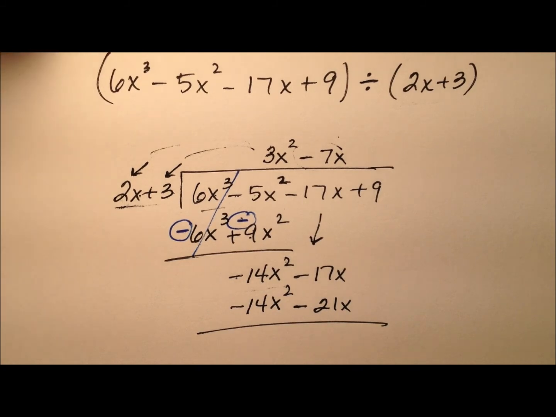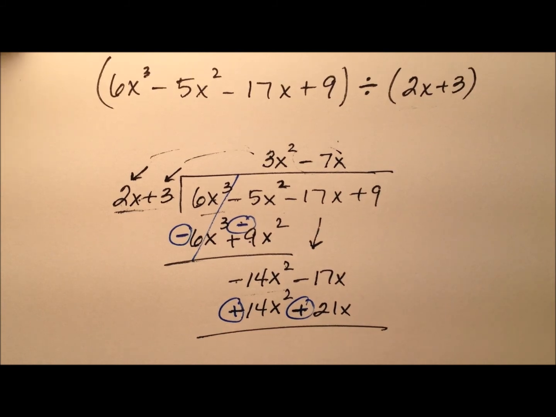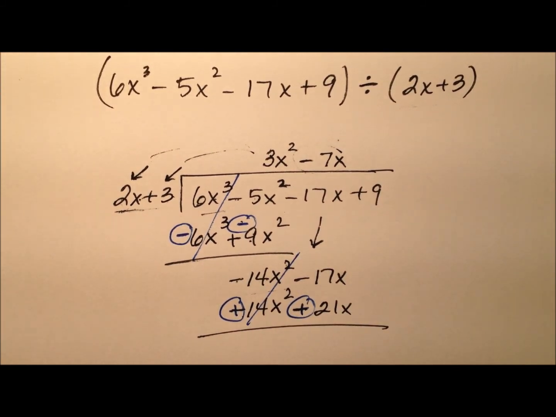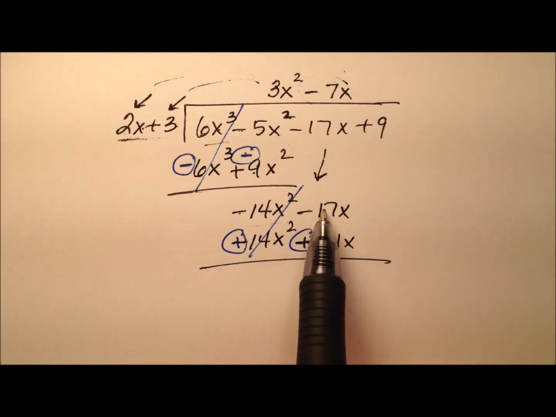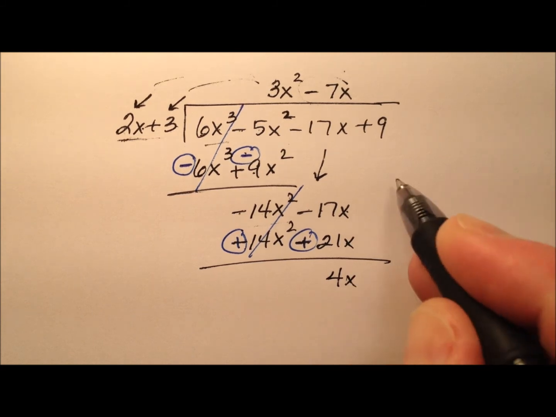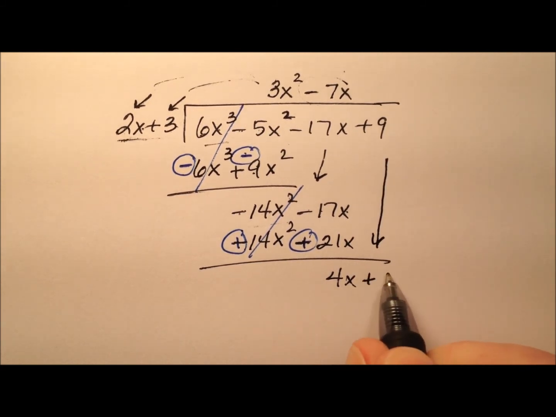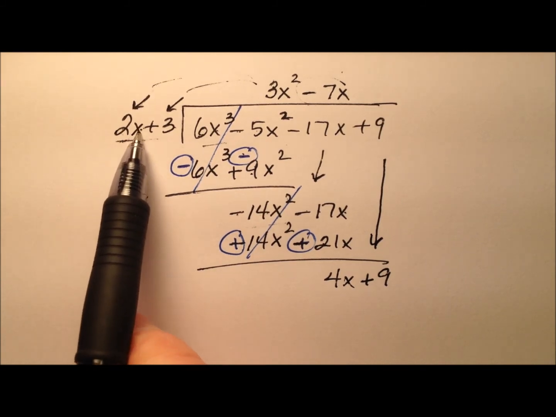Okay, so come back through, change the sign, so this negative becomes positive, this negative becomes positive. You'll notice these 14x squareds cancel out, and that's by design. And so we have negative 17x plus 21x, and that'll be 4x. And then I'll go ahead and bring this plus 9 down as well. So we have 2x plus 3.